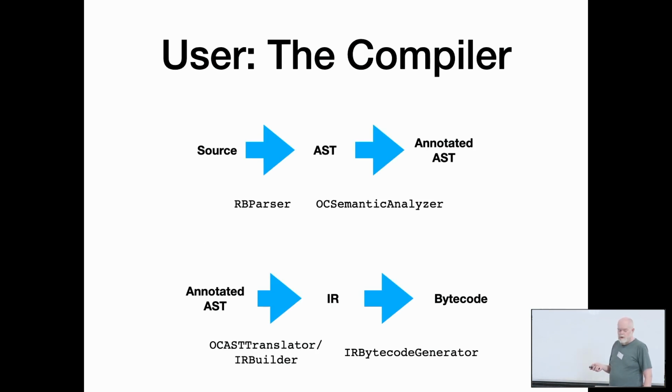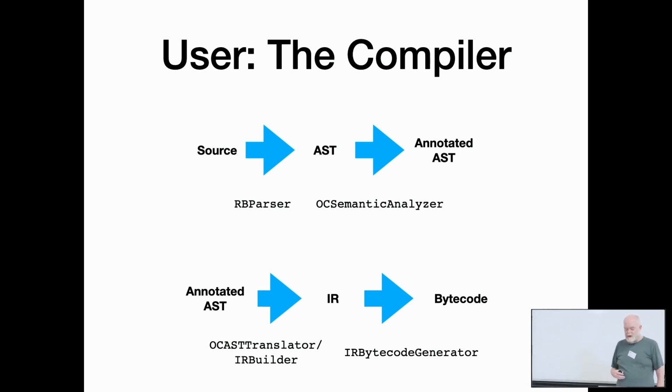The most complex user, of course, is the compiler, which for one is the source of the AST, the first half of the compiler. So that means we start with source code at the beginning, and then we use the RB parser to create an AST, and then, as we will later see, we do semantic analysis, we get an annotated AST, and the annotated AST is translated into some intermediate representation, and from there we make the bytecode.